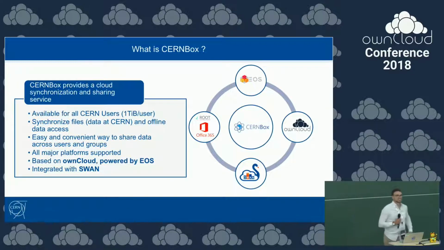CERNBox is our cloud sync and share solution for CERN users. It is available for all CERN users. We provide 1 terabyte of quota. We allow our users to synchronize files, and we also give the possibility to have online functionalities. It's a very easy and convenient way to share data across users and groups thanks to the ownCloud sharing capabilities. All major platforms are supported, and it is based on ownCloud and powered by EOS. EOS is the open source storage system developed by CERN.